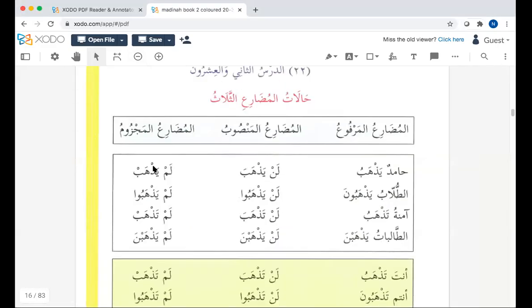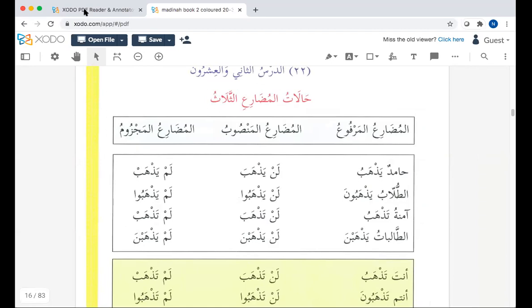a recap of many of the previous lessons, just grouping all of the different verb forms in one place of fi'l mudari'.